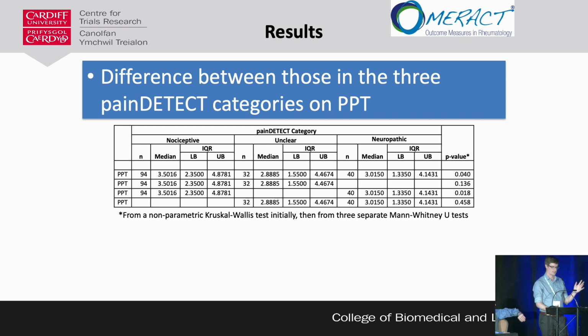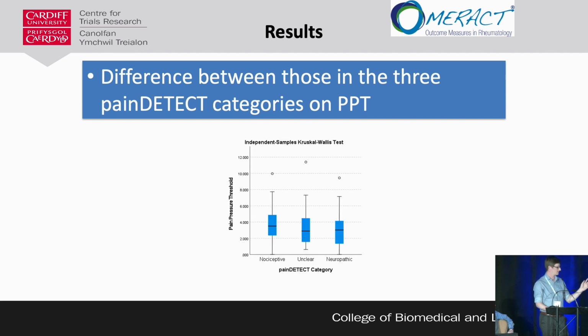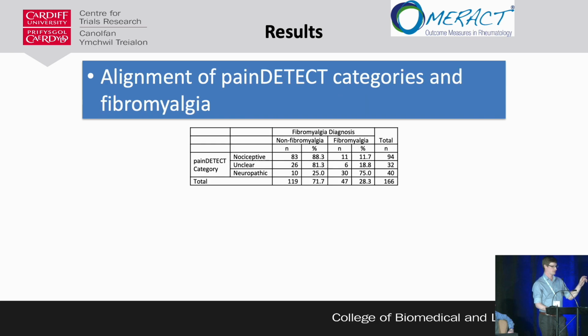For pain pressure threshold split up by the Pain Detect categories, again, a whole lot of numbers on there, but this important slide here shows pain pressure threshold is much lower in those with neuropathic pain compared to those with nociceptive pain. And it does look like there's possibly a difference between nociceptive pain and this bracket of unclear pain, but that's not quite as obvious, not quite reaching statistical significance. So we see nociceptive pain and neuropathic pain are different.